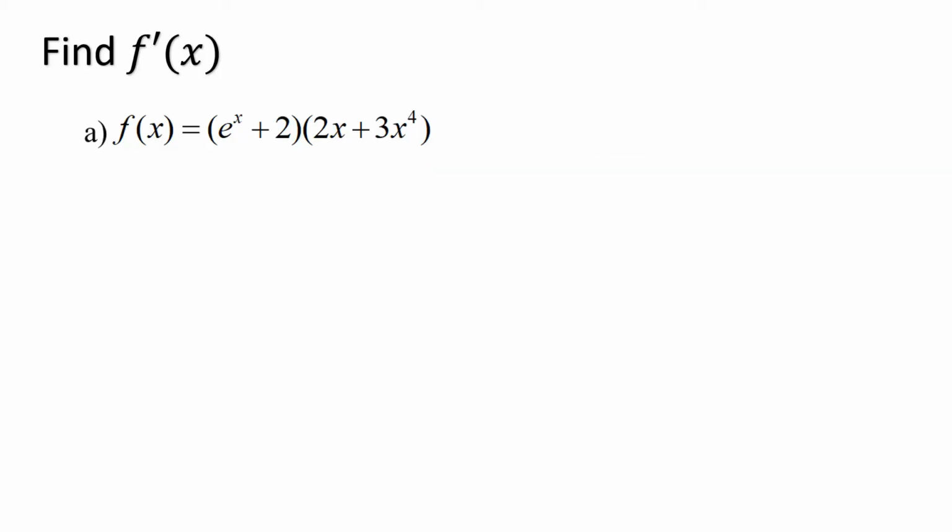Let's use these rules to find f prime of x for each of these functions. So here we have f of x is equal to e to the x plus 2 times 2x plus 3x to the fourth. And here we see that we have two functions being multiplied. The first being this e to the x plus 2, the second being this 2x plus 3x to the fourth. And this is a product, so we have to use the product rule.